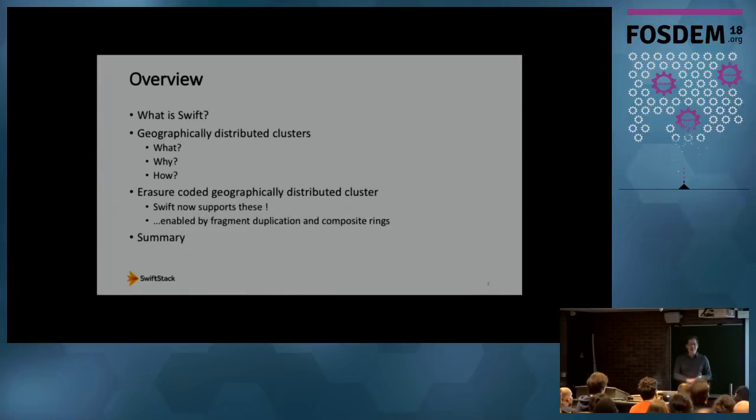So distributed clusters has been a feature of Swift for many years. Erasure coding, I think, has been available for maybe 2-3 years. But it's only in the last year that we've managed to get the two of those to work together better. So I'm really excited to tell you about what we've done to get those two working together.